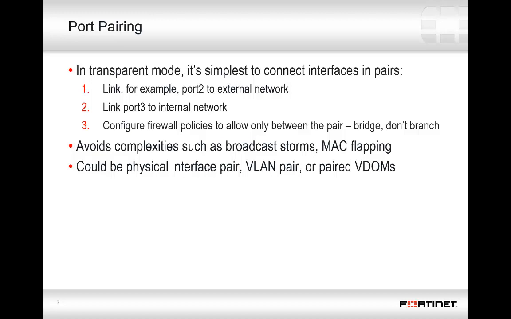Just like in NAT mode, you can use more than 2 interfaces and forward between any. But port pairs are the easiest topology to configure correctly. Otherwise, you must plan to prevent layer 2 problems such as broadcast storms and loops. You might need to configure more. We'll show some of these problems and solutions later. You could make more than 1 port pair as well.